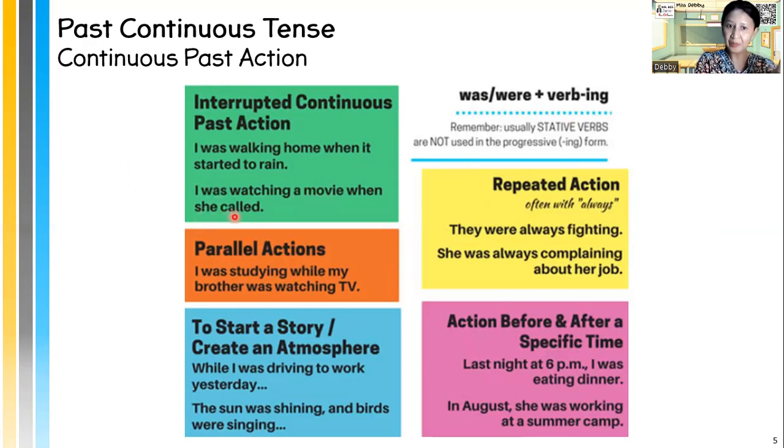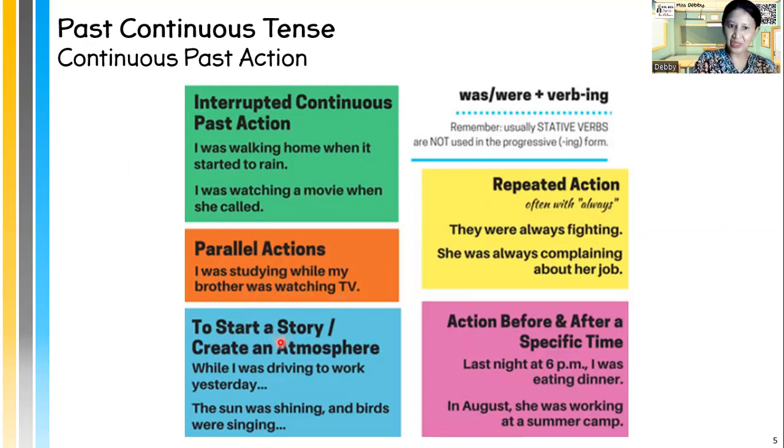She called. Or parallel actions in the past: I was studying while my brother was watching TV. We use while here. So it's a parallel action. We are telling stories. This was happening in the past, already in the past, but at that time it was happening. I was studying while my brother was watching TV.